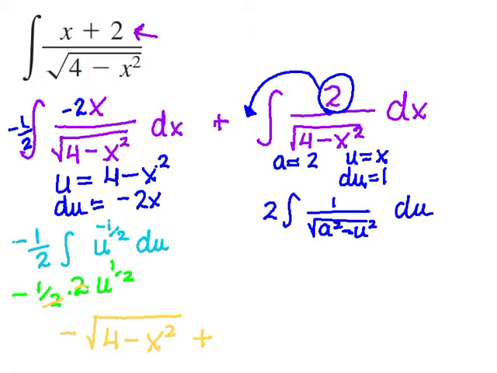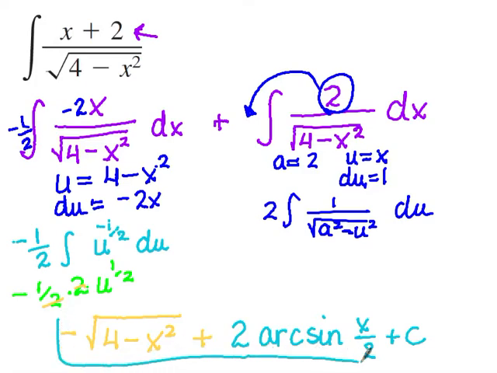Okay, so now we can go ahead and do our nifty little formula. The formula will be arcsine of u, which is x, over a, which is 2, plus c. And there you go. Okay? Questions?